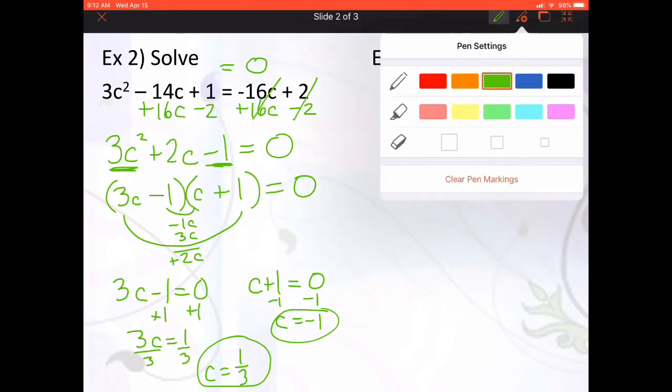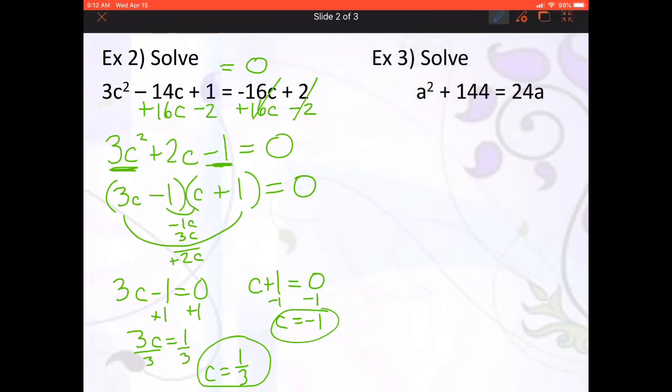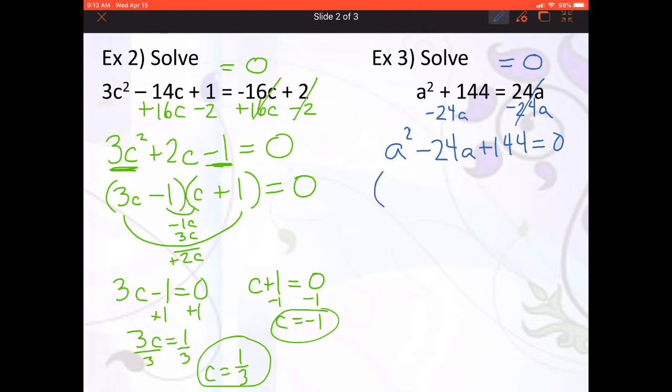That's pretty common in quadratics. All right, for example 3, again, I can't solve by factoring unless it's equal to 0. So I need to subtract 24a. I don't see a like term, something with just a, so I'll just put it here in the middle, and then put it in standard form. So a squared goes first, minus 24a plus 144, and that's equal to 0 now.